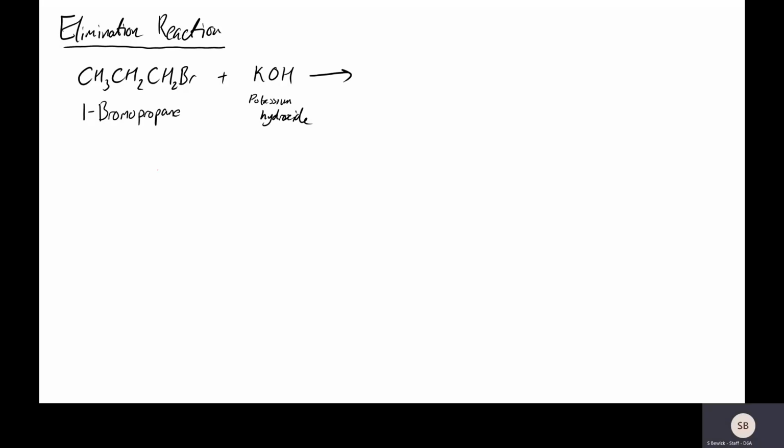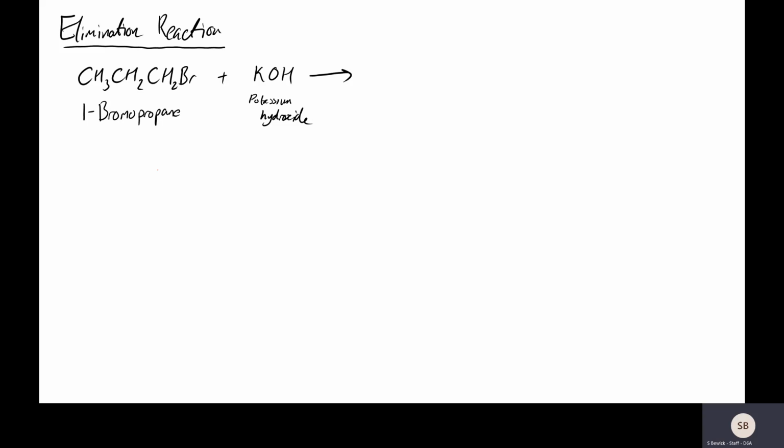Here's a reaction, and hopefully it looks quite familiar. 1-bromopropane reacting with potassium hydroxide. Halogenoalkane reacting with the hydroxide. If I asked you, what would that produce? Based on what you've already learned, nucleophilic substitution reactions, I would hope you would say propanol and potassium bromide.